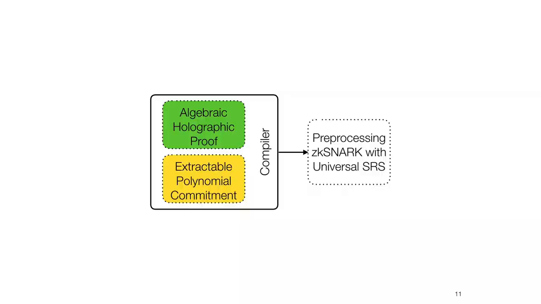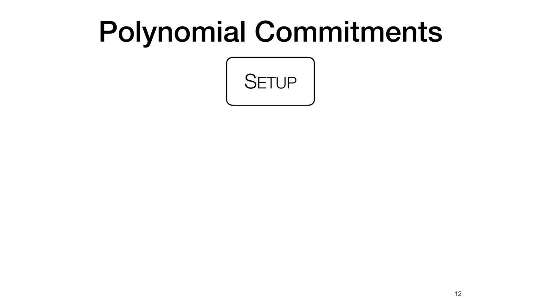All right, so now we have one of our components complete. Let's take a look at the second one. At a high level, a polynomial commitment is a cryptographic primitive that allows you to commit to a polynomial and then later prove that the committed polynomial evaluates to some value at a chosen challenge point. And the idea is that as long as this commitment is succinct and the proof is succinct, then this verification procedure is much more efficient.